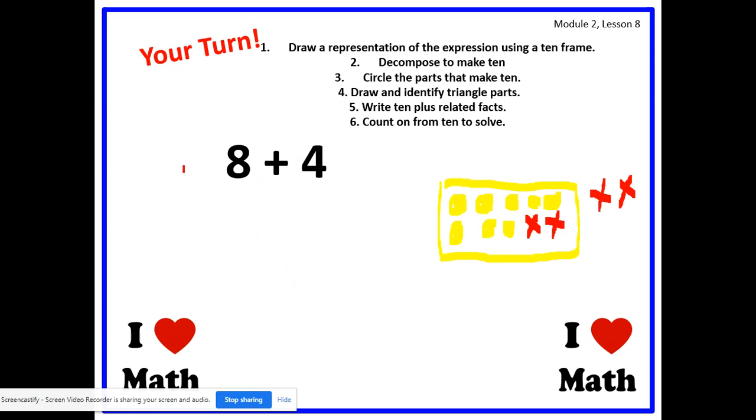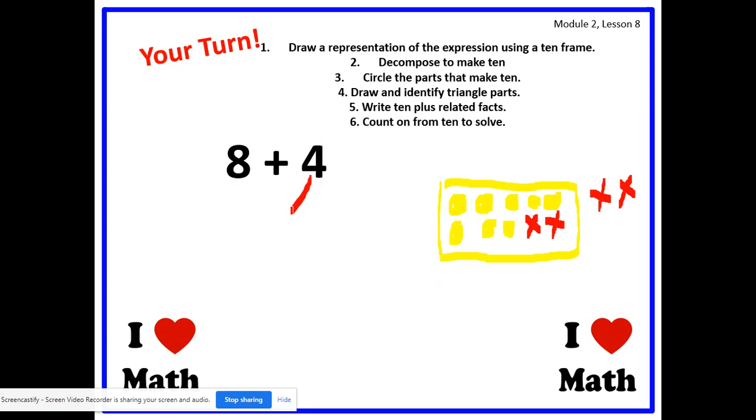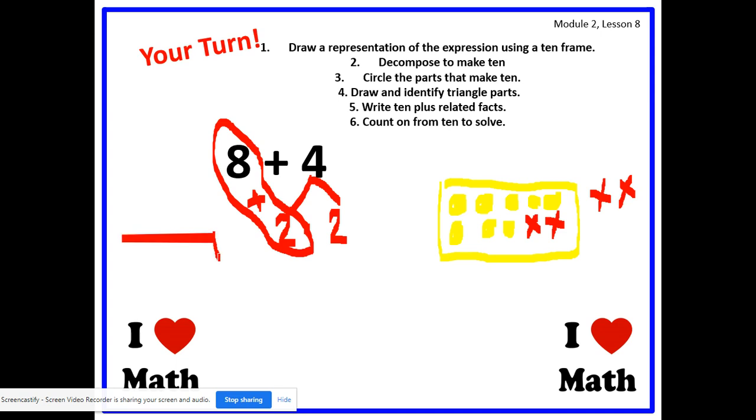Then we decompose to make 10. Remember that we decompose 4 because it shows here that we broke it apart. So that's the number we're going to decompose. Go ahead and do it with me. What 2 parts did we decompose 4 into? Look at your picture. How many inside? How many outside? Get ready. Yes, 2 and 2. Then we circle the parts that make 10. Let's go ahead and circle those parts. 8 plus 2 make 10.